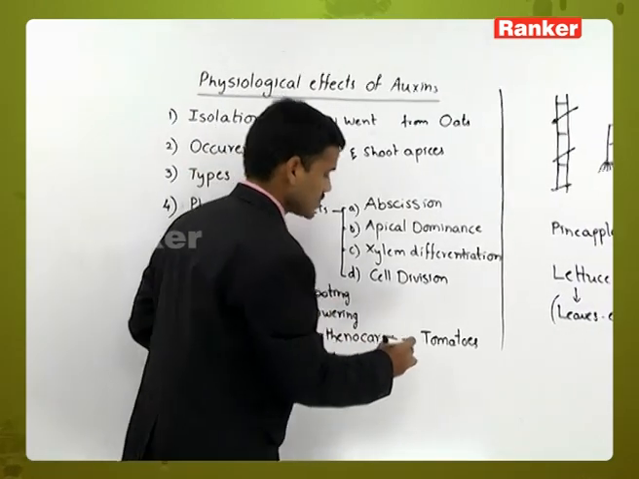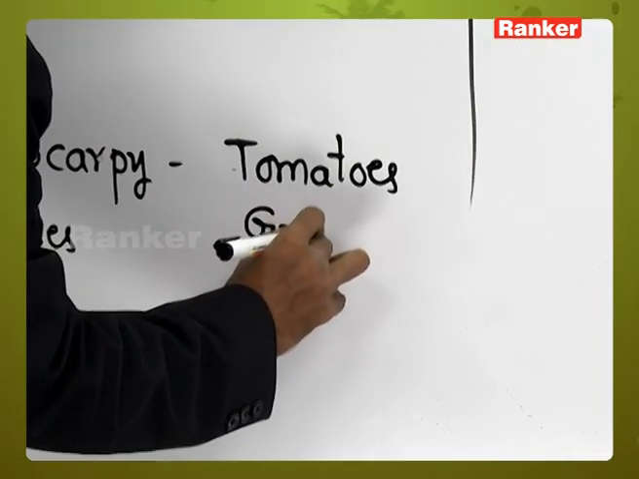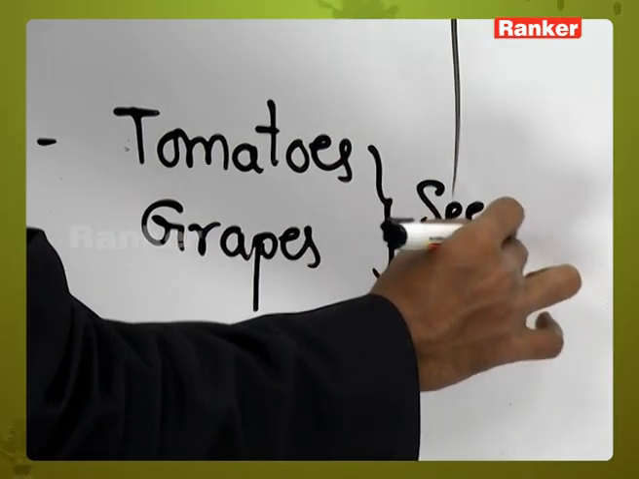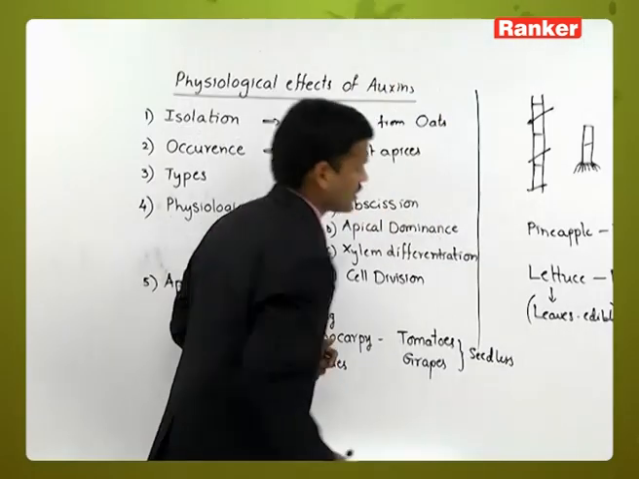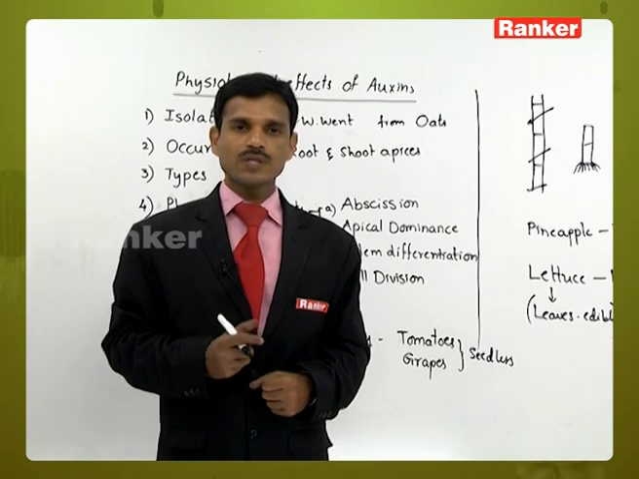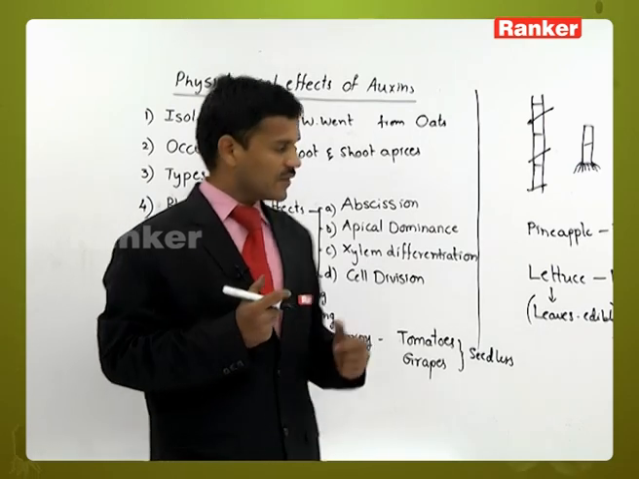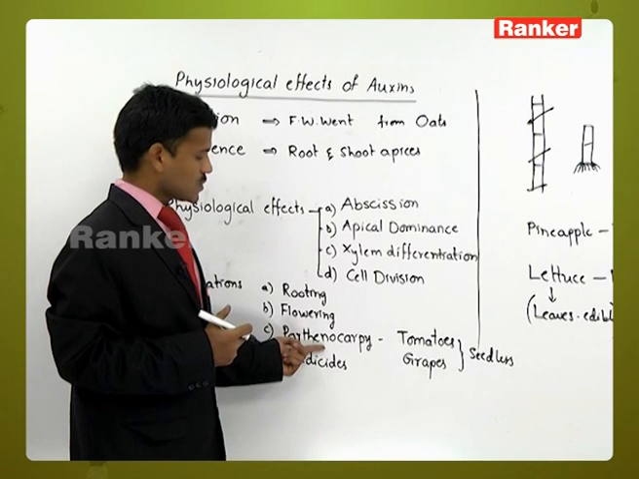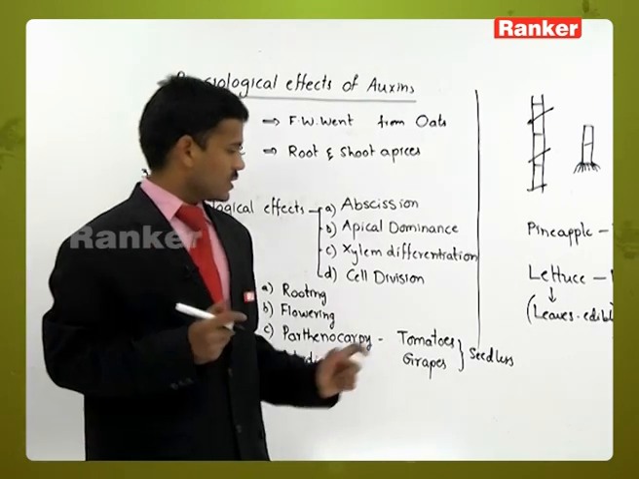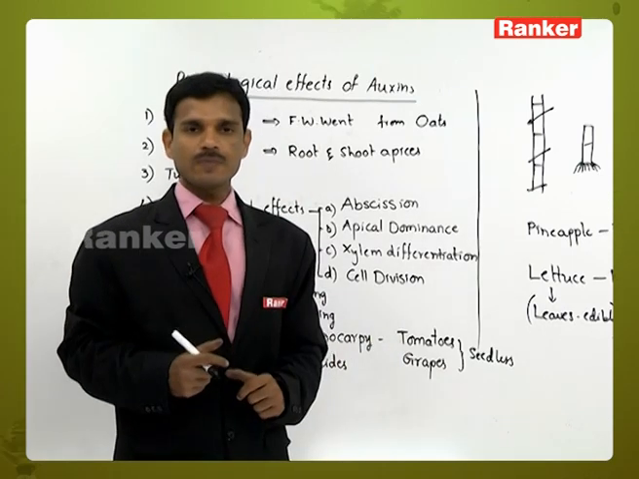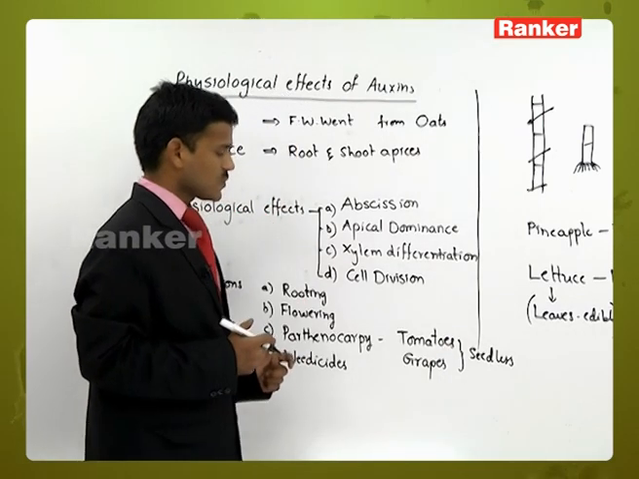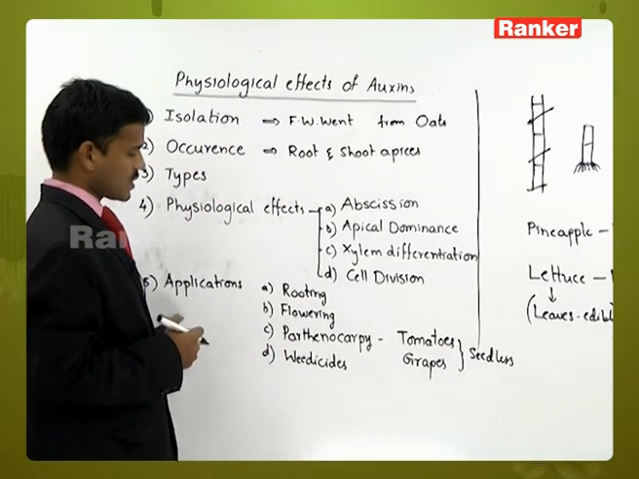Sometimes grapes also, seedless grapes. So these are seedless. After pollination and fertilization, if the ovary develops into fruit, that contains seeds. But here, without fertilization, the ovary develops into fruit in these crops, tomatoes and grapes. So this parthenocarpy is promoted by auxins. In these plants, seedless fruits are formed if they are treated with auxins.